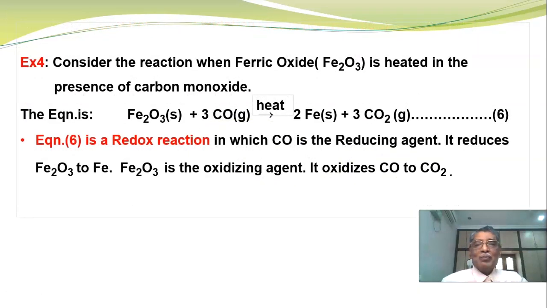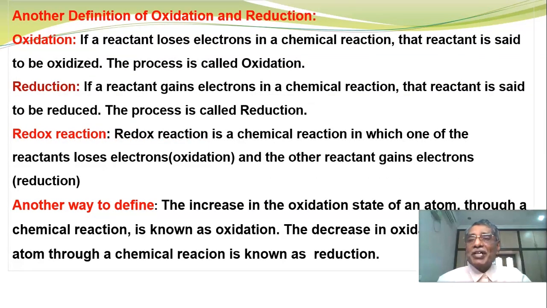Consider the reaction when ferric oxide Fe2O3 is heated in the presence of carbon monoxide. The equation is Fe2O3 plus 3CO upon heating gives rise to 2Fe plus 3CO2. Equation 6 is a redox reaction in which CO is the reducing agent. It reduces Fe2O3 to Fe. Fe2O3 is the oxidizing agent. It oxidizes CO to CO2.